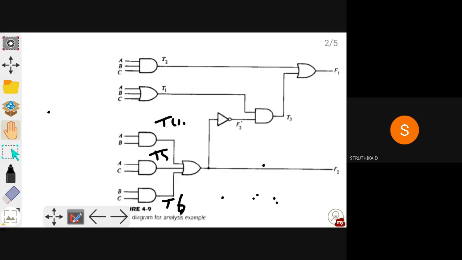So A plus B plus C here is not addition. It is an OR gate: A or B or C. So what is the truth table of OR? That is, if any one of the inputs is 1, you will have the value as 1.